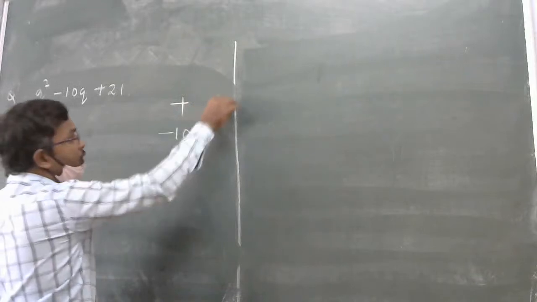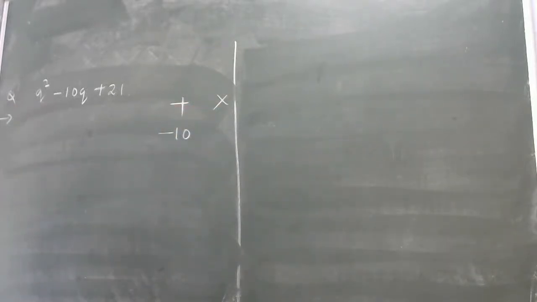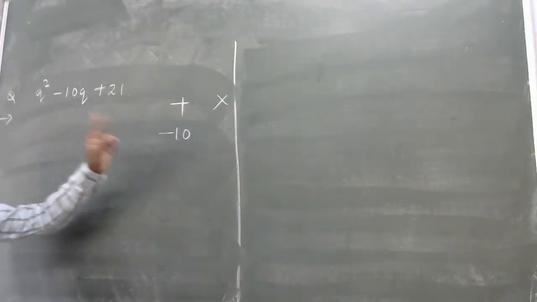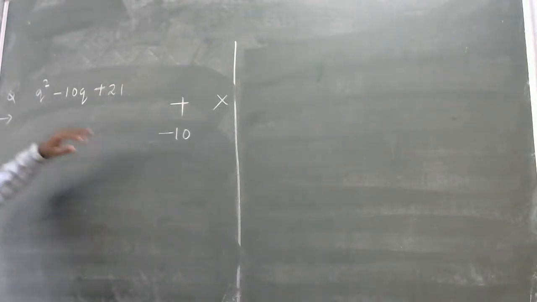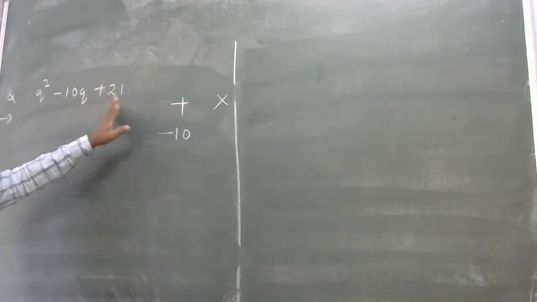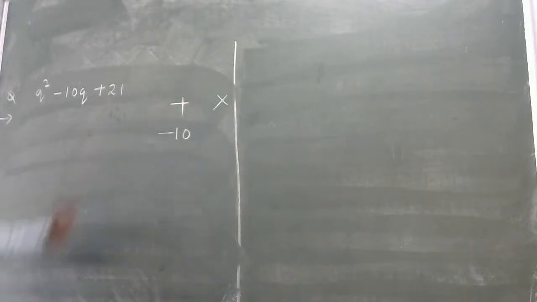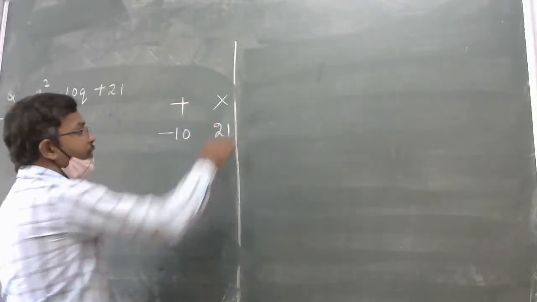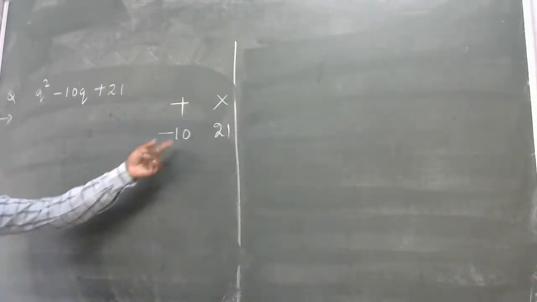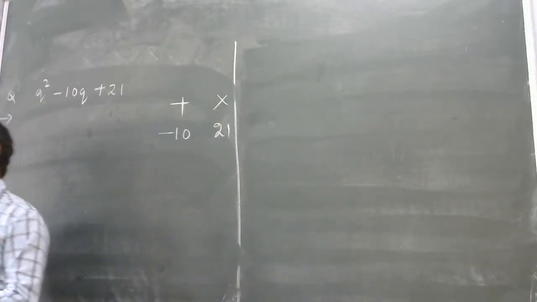That is not the only condition. We have to find numbers whose sum is minus 10 and also whose product is equal to the constant term. The last term is 21. So find two numbers whose sum is minus 10 and whose product is 21. What are the numbers?